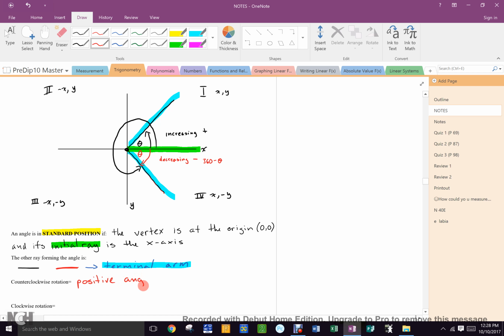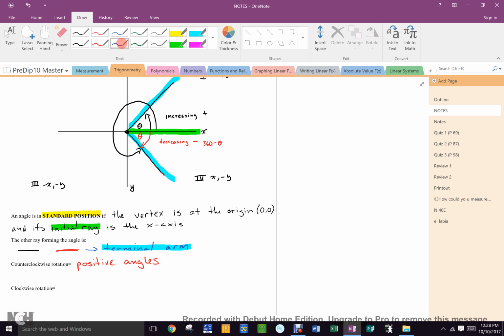Positive angles. And if it's clockwise, we have negative angles. Oops, I did that backwards. I should have done it the other way around. Counterclockwise is positive angles, and regular clockwise is negative angles.